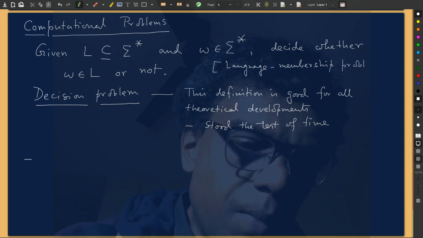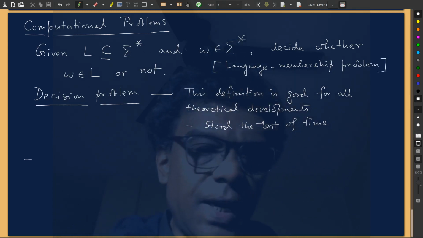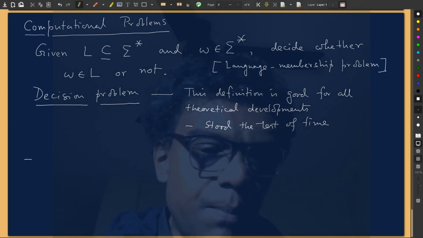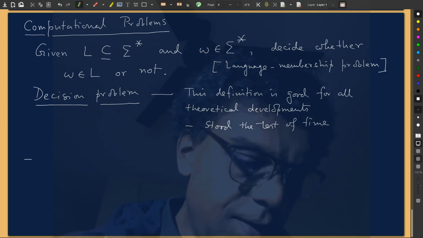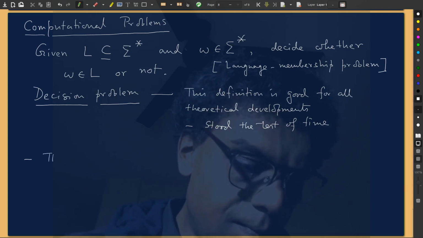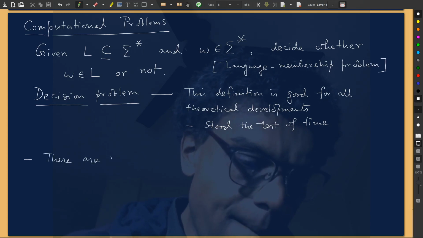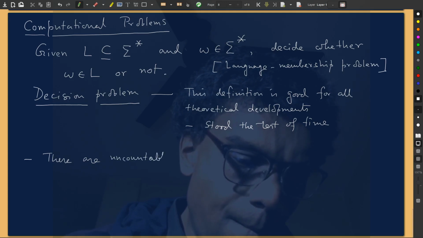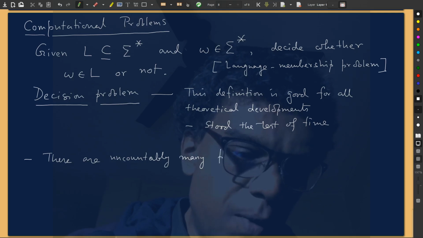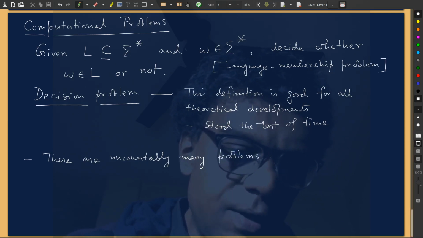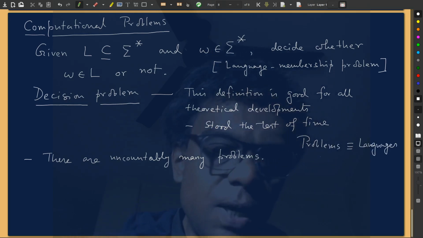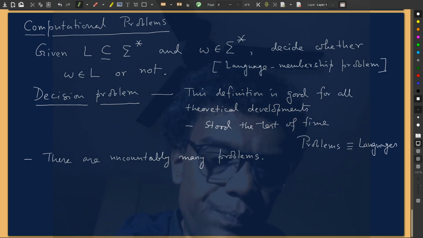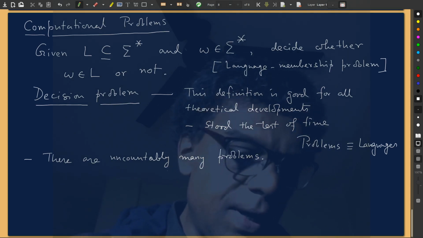It's like checking whether some number is a Fibonacci number, whether some graph is connected, whether a number is a happy number or an unhappy number, things like that. Okay, this is a language membership problem. But since there are uncountably many languages, I can say that there are uncountably many problems, because problems are identified with languages. So problems are the same as languages under this formal definition, because a problem is nothing but a language membership problem. Okay. And since there are uncountably many languages, there are uncountably many problems.